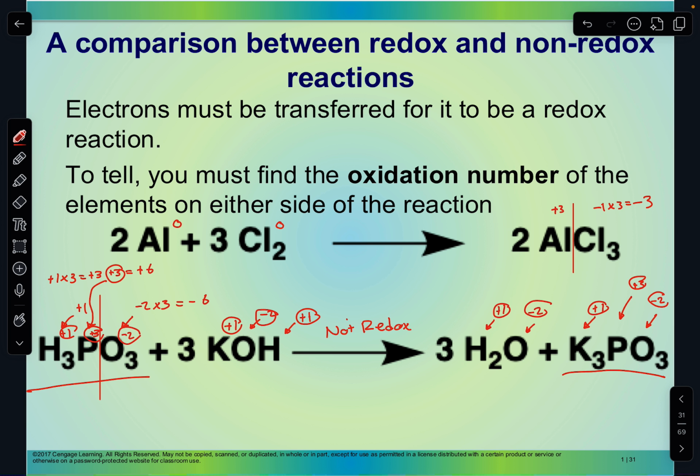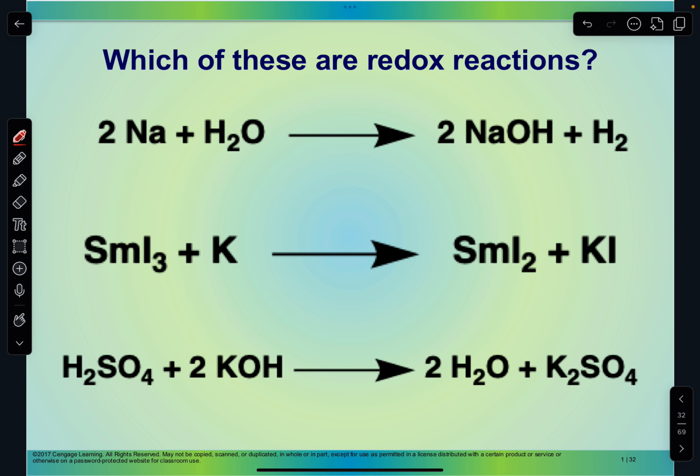However, for the one above, this is a redox reaction because we have 0 going to a +3 for aluminum and 0 going to a -1 for chlorine. So this is a redox reaction. Okay, so I'll give you a second. Go ahead and try these out. Identify which ones are going to be redox reactions.